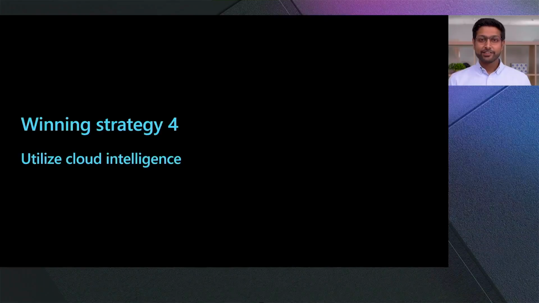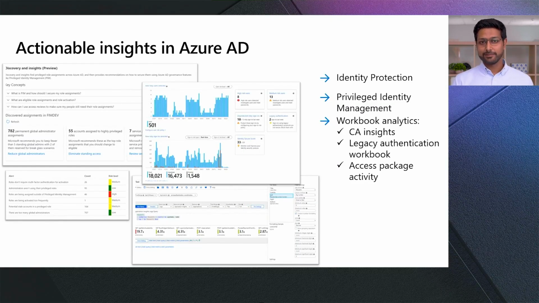Thanks, Nithika. So Nithika just showed you how you can automate your threat response using many of the capabilities that we provide. In this next section, utilizing cloud intelligence, we're going to show you how you can and should use all the rich analytics that are provided out of the box in Azure AD. We've already talked about some of them, like identity protection, that provides alerts such as risky sign-ins, risky users, impossible travel detection, and also integrates really well with other Microsoft products, such as Microsoft Cloud App Security.